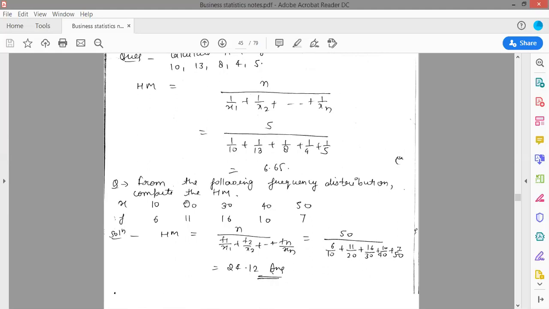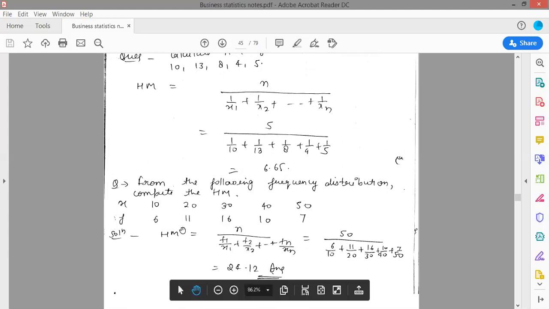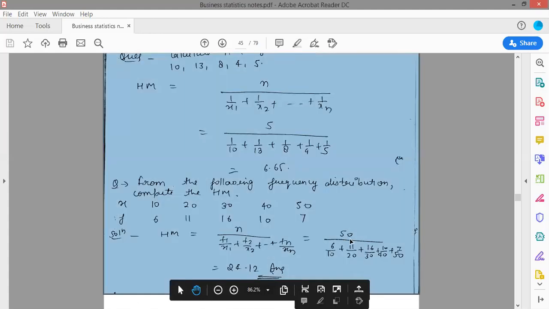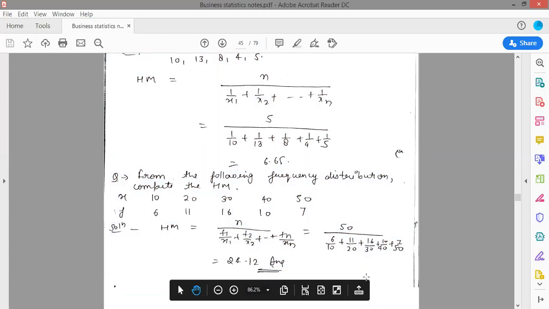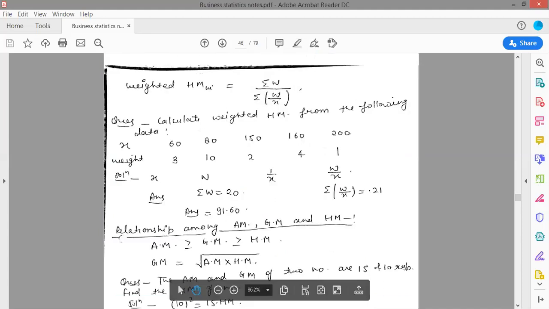There is another example for the second formula. From the following frequency distribution, if frequency is given, then you will use your second formula. So x is given, f is given, HM is equal to n upon this formula, and by using this formula you will get your answer 24.12. So this is the meaning of harmonic mean and its formula.